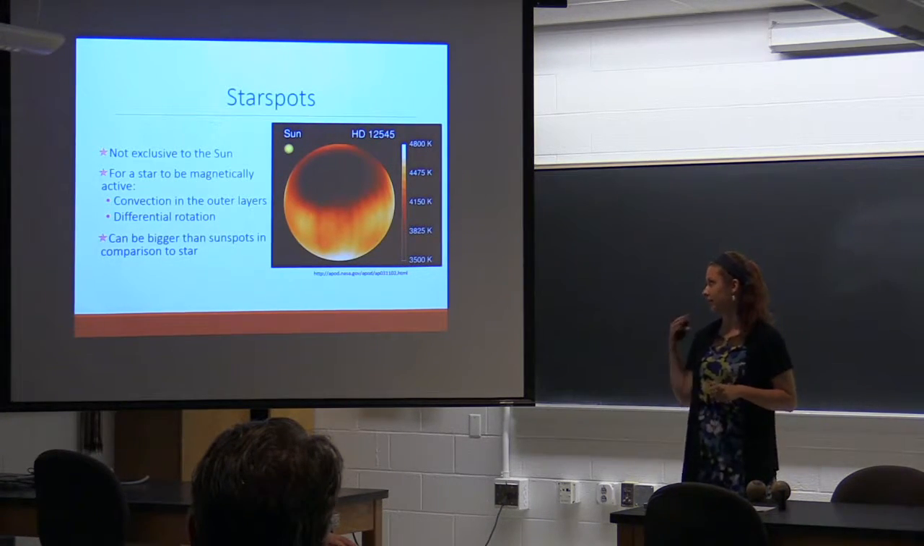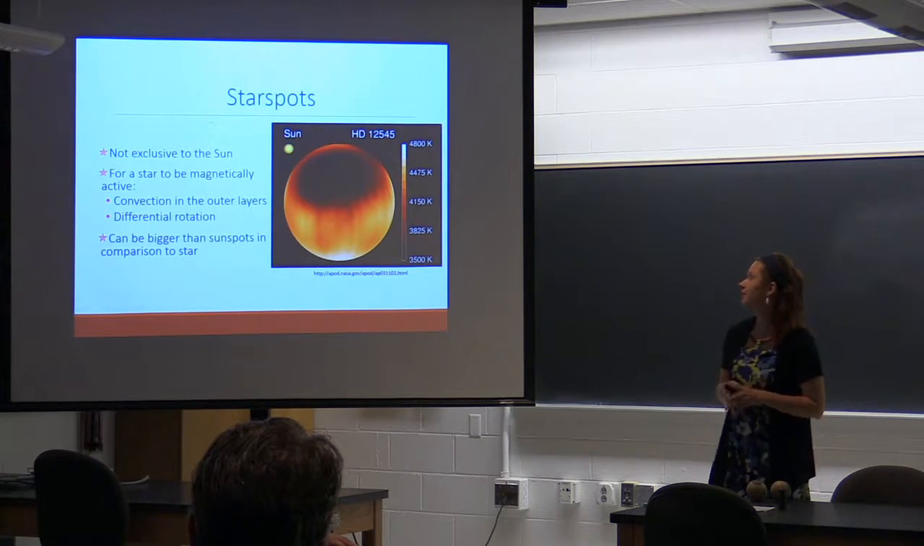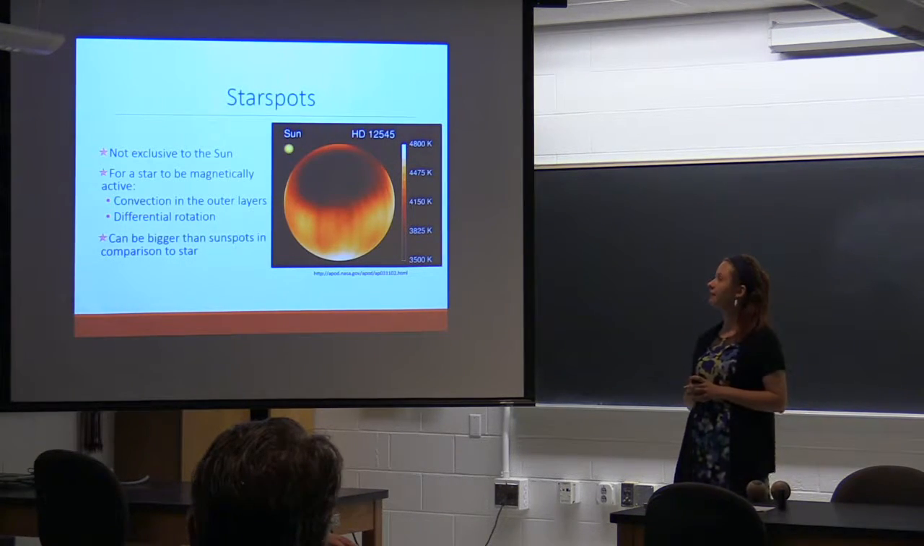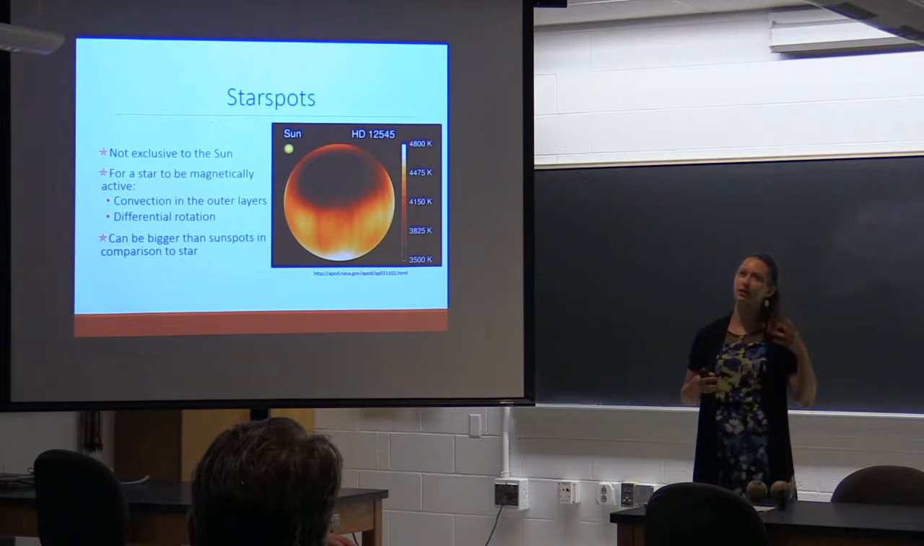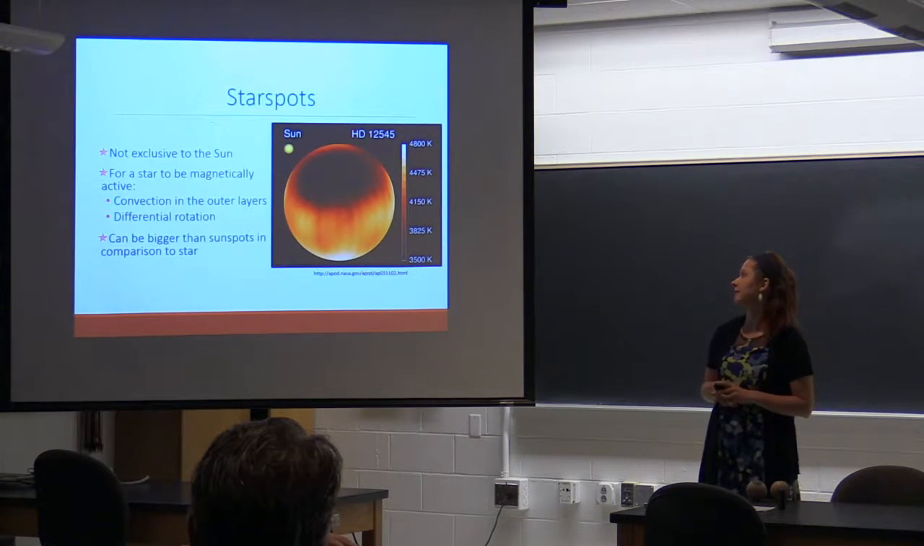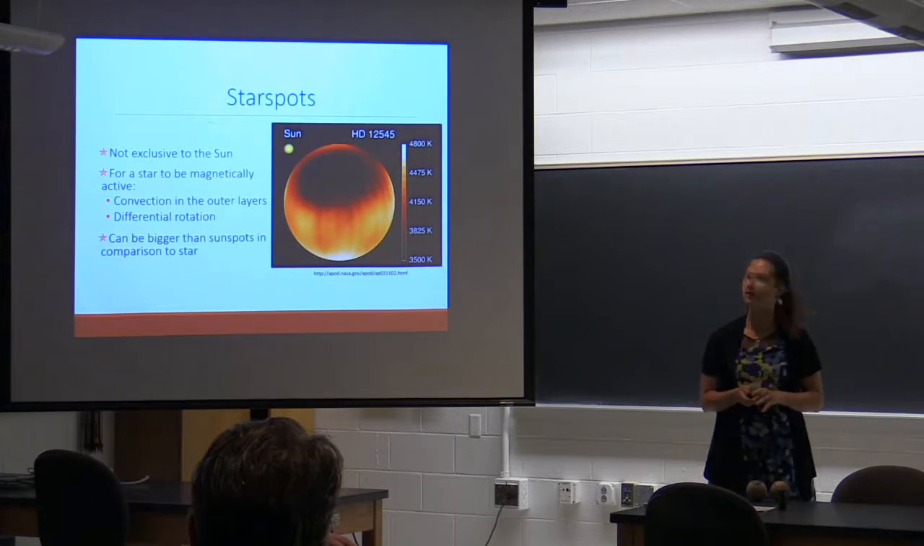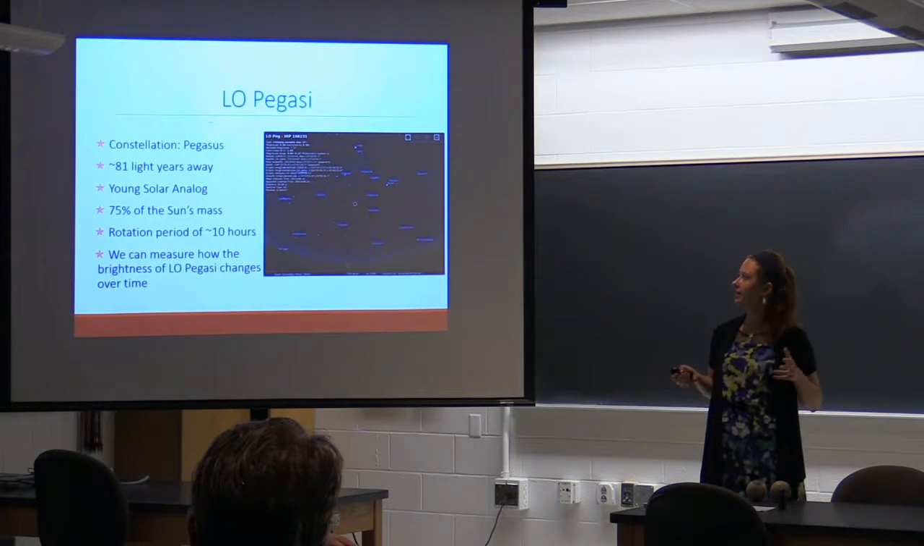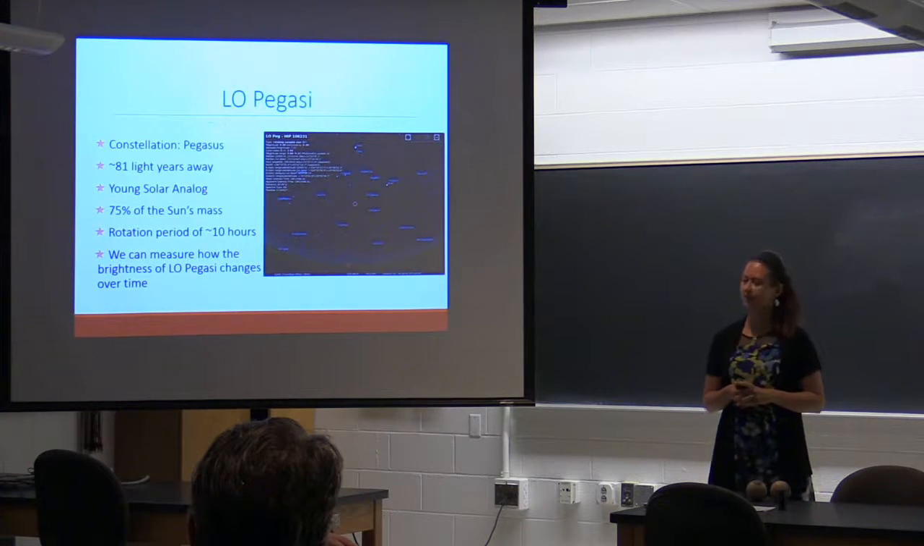For instance, if we take a look at the image, HD 12545's star spot encompasses a pretty large amount of its surface, and in fact, this is drawn to scale, and that star spot can engulf the sun because it's so big. So, the star that we're studying is Pegasi.